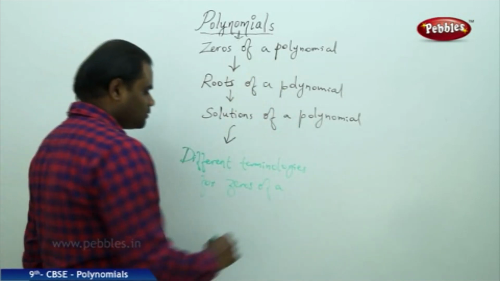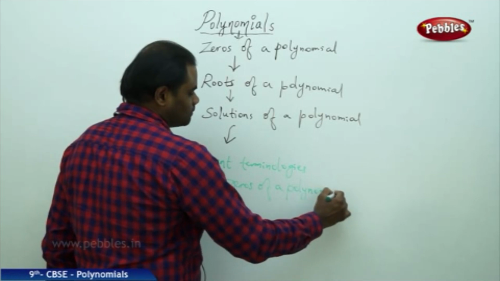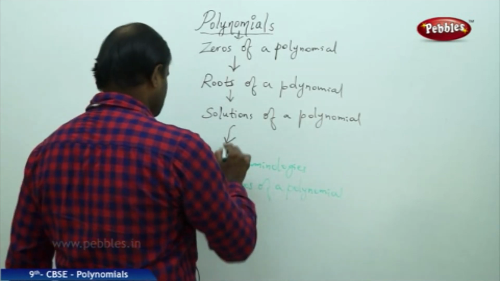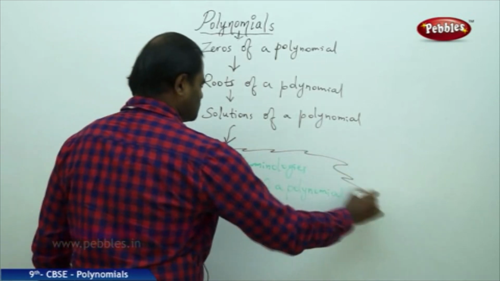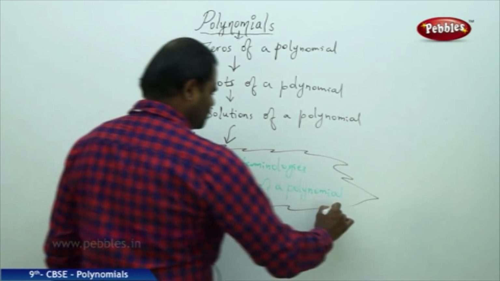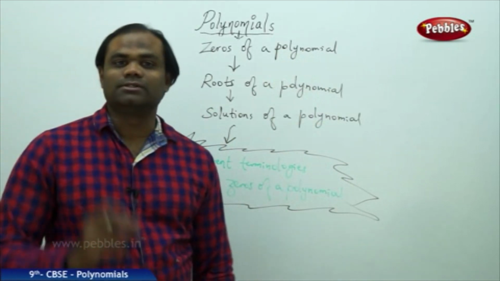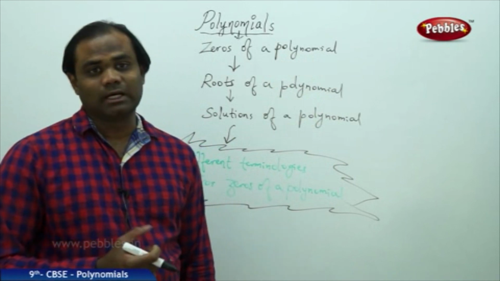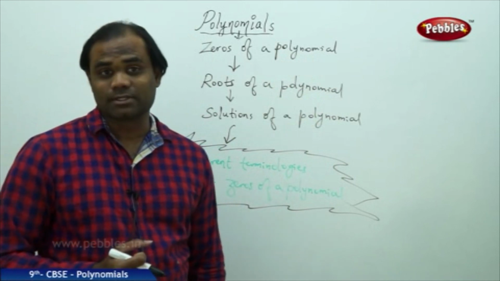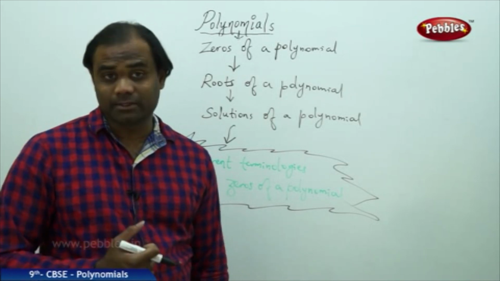These are the different terminologies for zeros of a polynomial. Zeros are the roots, are the solutions for a given polynomial p of x with variable x.